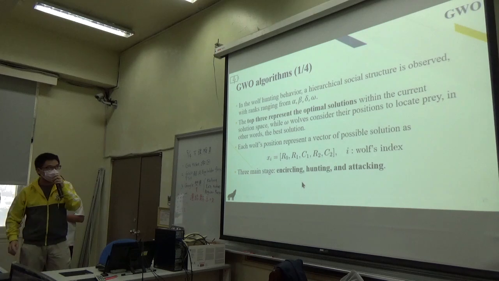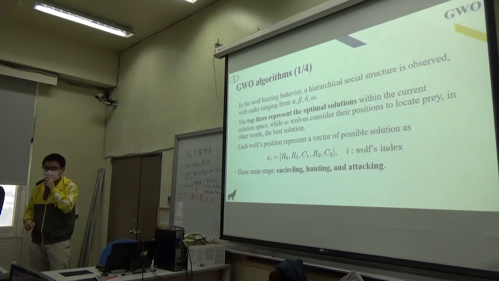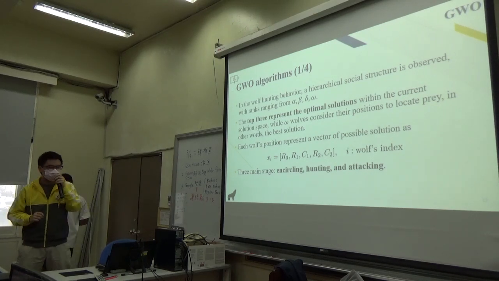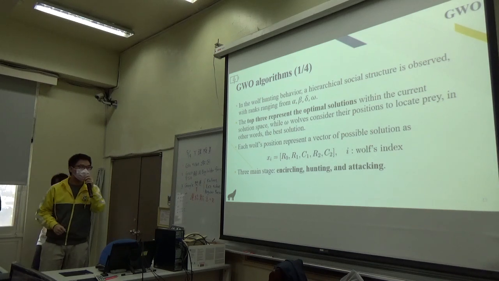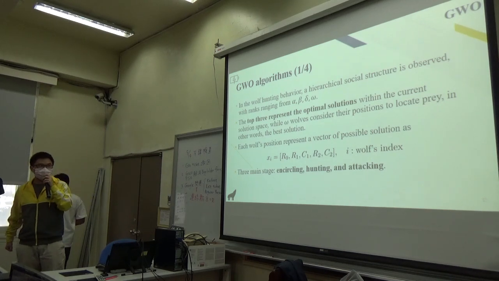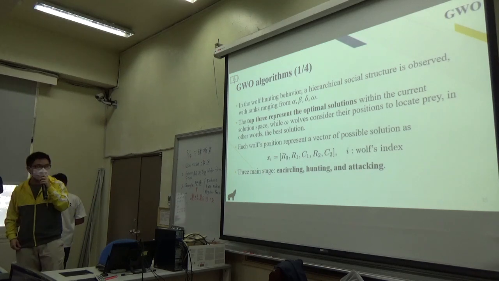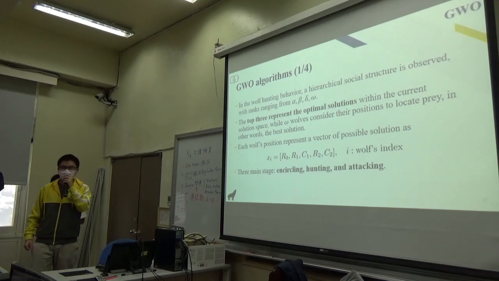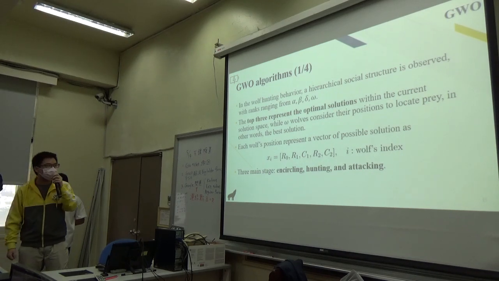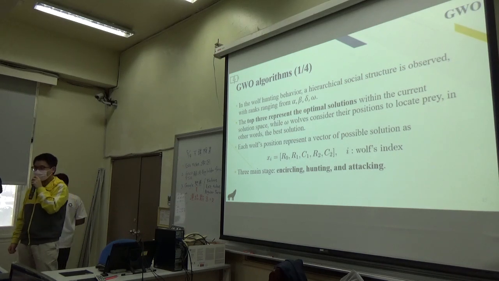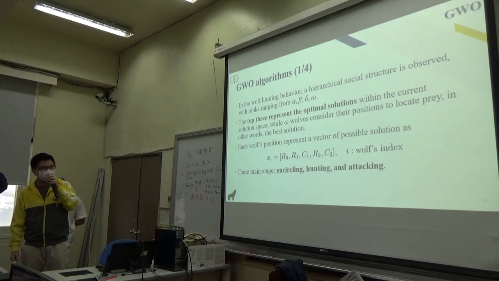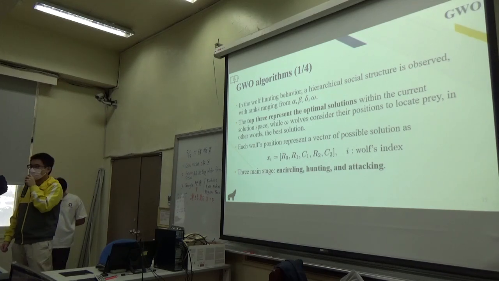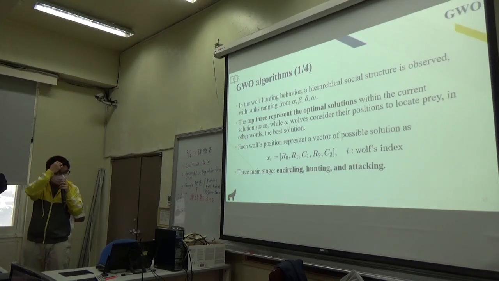Okay, next we're going to talk about the GWO algorithm. In the GWO algorithm, wolf hunting behavior and a hierarchical social structure are observed. We rank the top 3 optimal solutions as alpha, beta, and delta. The omega wolves consider these positions to locate the prey.